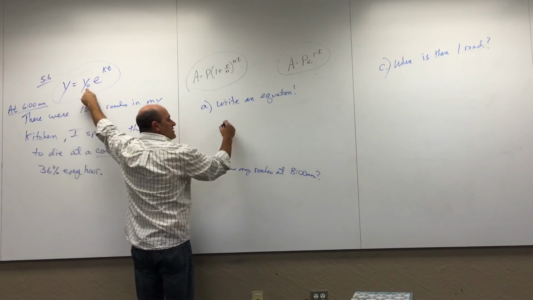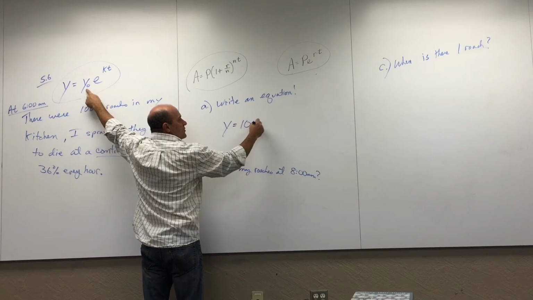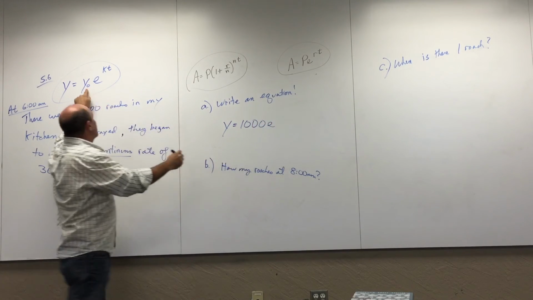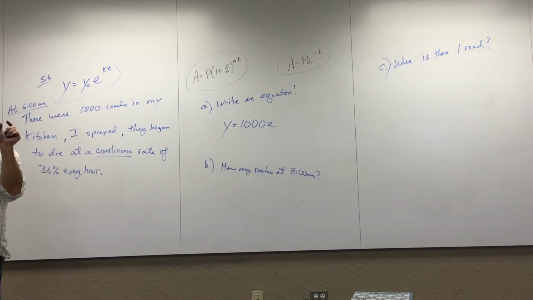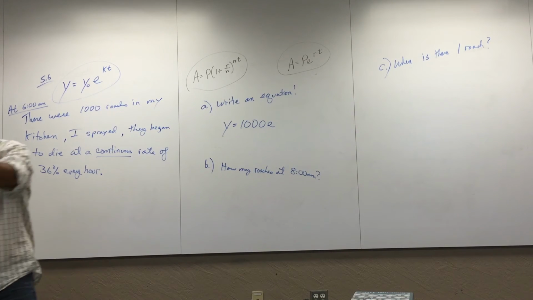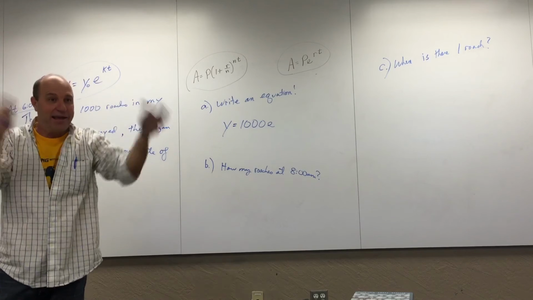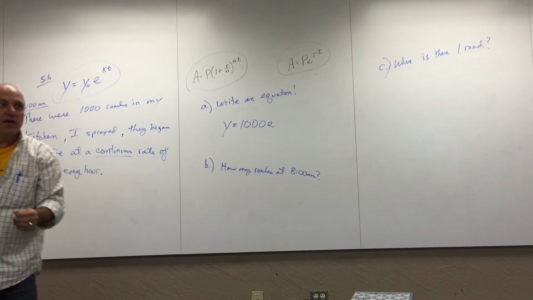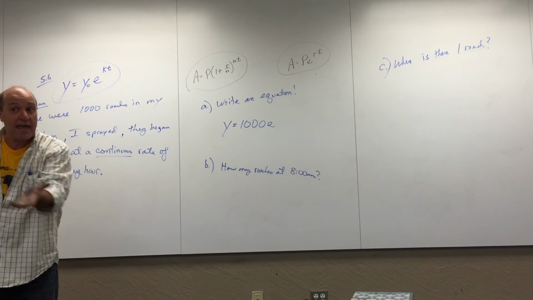So I'm going to write an equation. Y equals 1,000 roaches times e. So what about the k? The k is the growth rate or decay rate. Well, by the way, what's happening to these roaches? Is their population growing? Oh, they're dying. I sprayed them and they're dying. So this is exponential decay.